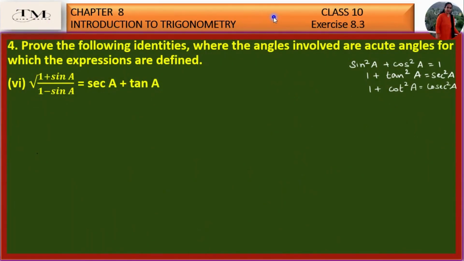We are in class 10 Maths, chapter 8, Introduction to Trigonometry. In this session, we are going to discuss exercise 8.3 in the new NCERT book. It is question number 4. In the old book, it will be question number 5. In the new book, it is question number 4. Prove the following identities. We are going to discuss problems 6 to 10 from question number 4.